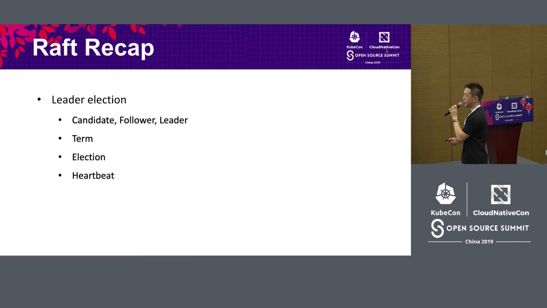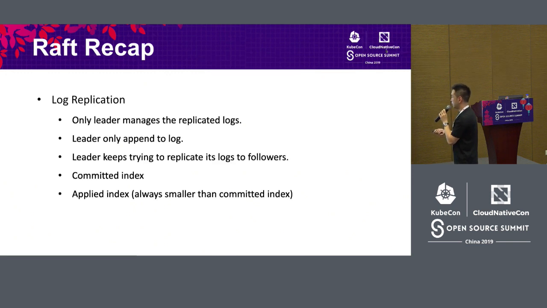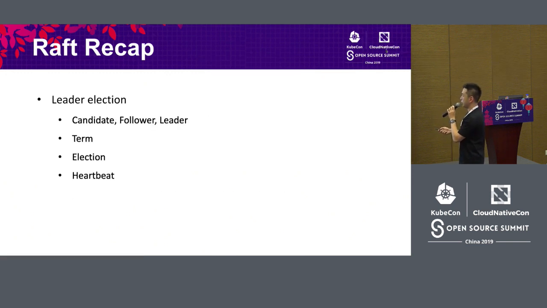Now, how does Raft actually do it? Roughly speaking, it has two parts. First is leader election. The second is how the leader replicates its logs to the rest of the servers in the cluster. We're going to first talk about leader election. A Raft node in a cluster can be either a candidate, a follower, or a leader.